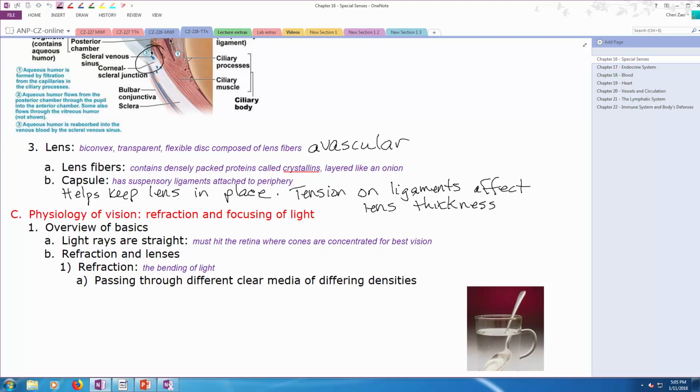But for survival, your lens is, unless you're trying to actually look at things up close, always thin. So that tells you the tension on those suspensory ligaments or ciliary zonules is always tight. And then when you are looking at things up close, that tension must obviously relax so you can take a look at them up close. We're going to discuss how the ciliary body does that for you in just a moment.